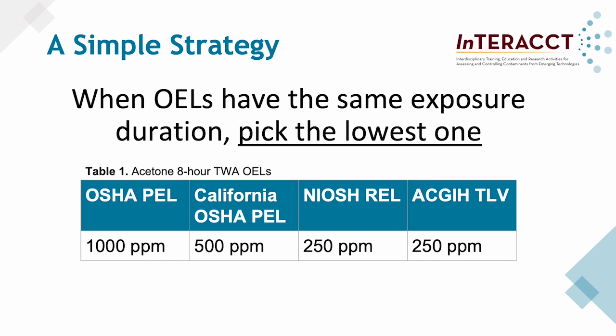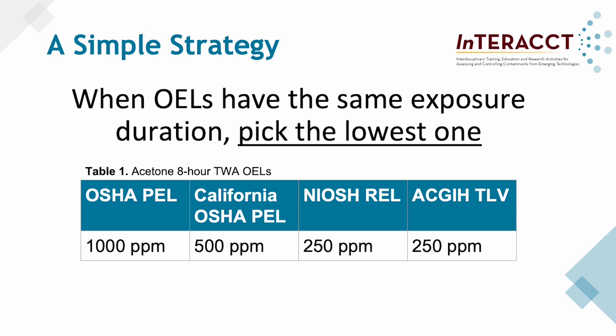This table shows the 8-hour time-weighted average OELs for the chemical acetone as of November 2022. Note that the OELs differ for the different agencies. In California, the California OSHA PEL of 500 parts per million would be the regulatory limit, which is lower than the regulation from federal OSHA, which is 1,000 parts per million.